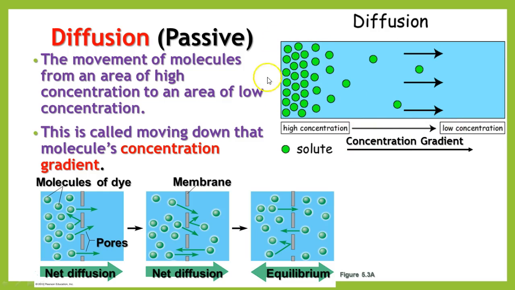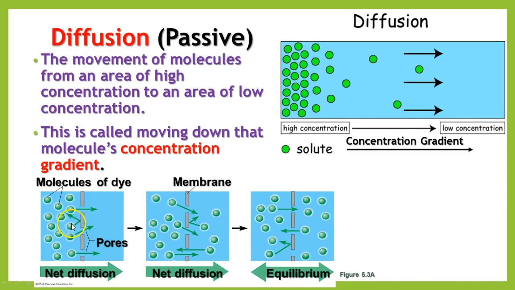But when you start from an area of high concentration, generally speaking, the molecules are going to have a tendency to move from high to lower concentration, and we call that the concentration gradient. You'll hear the term moving down the concentration gradient, along the concentration gradient, with the concentration gradient. They all mean the same thing, moving from high concentration to lower concentration.